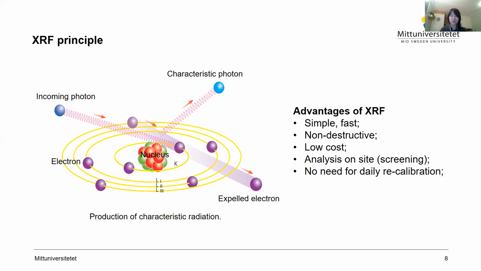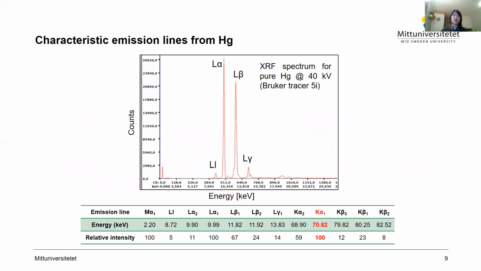In general, the XRF analysis technique offers a quick, real-time, and cost-effective way of screening surface contamination. A typical XRF setup includes an X-ray tube to generate a primary X-ray beam to the sample surface, and a detector is used to record the fluorescence radiation coming from the sample. This figure shows the XRF spectrum of pure mercury, which is obtained by the handheld XRF device Bruker Tracer 5i.